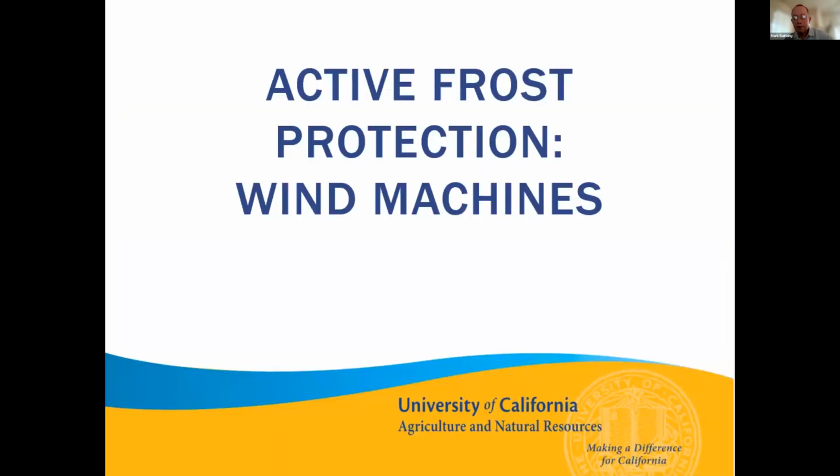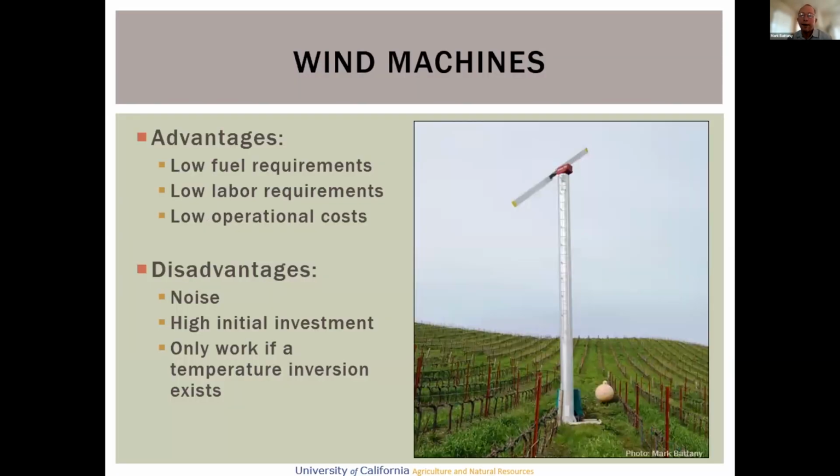Okay, I'll change now to just a quick overview of using wind machines for frost protection. Advantages of these systems: relatively low fuel requirements, very low labor requirements. Many of them now are fully automated, and low operational costs. The big disadvantage is noise. Noise is becoming a very significant problem. It has been for a long time. And that's something that, in California and many areas, we really haven't addressed sufficiently, but I think that over time we will have to focus on this a bit more. It's really hard to avoid.